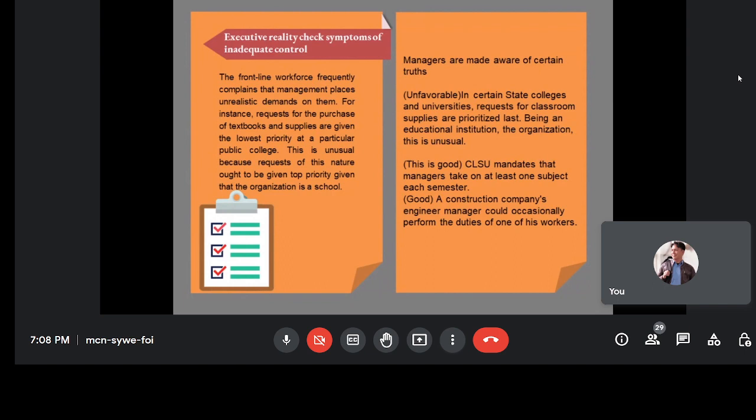So, certain truths revealed to managers. Requests for classroom supplies are prioritized last in some state colleges and universities. This is unusual for an educational organization, so this is unfavorable. CLSU requires managers to take at least one course each semester. This could be a good thing. And the engineer manager of a construction company could occasionally perform the duties of one of his employees. So this is fair. Next.